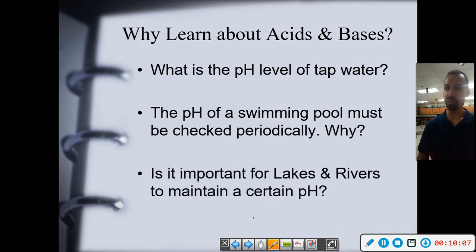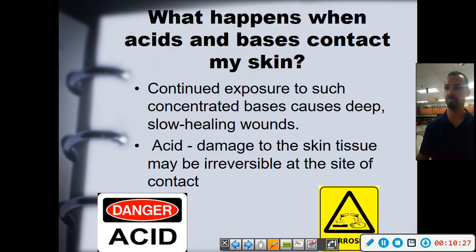It's important for lakes and rivers to maintain pH also, because fish live in there, and fish cannot survive when the water is acidic. You know acid rain tends to occur, and that acid rain will go into the lakes and rivers, and the fish can't live in that type of environment. As far as you with acids and bases, skin contact is a big concern. Exposure to either acids or bases on the far ends of the scale can cause major damage to you. Concentrated bases cause deep, slow healing wounds.